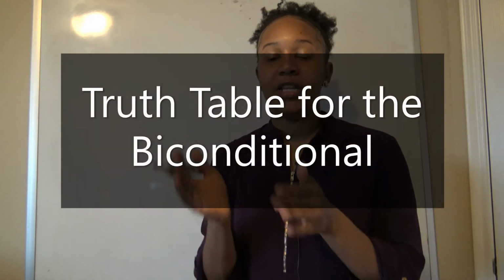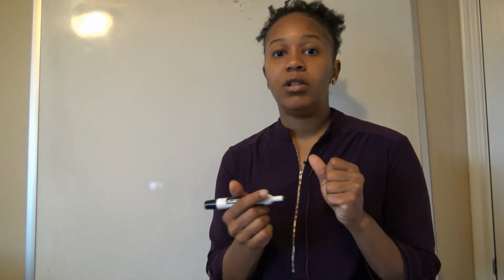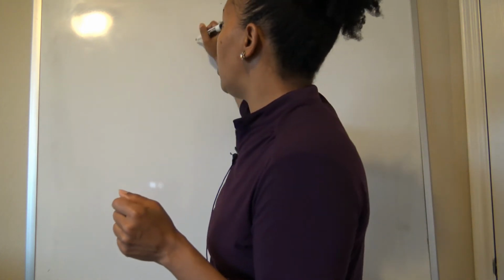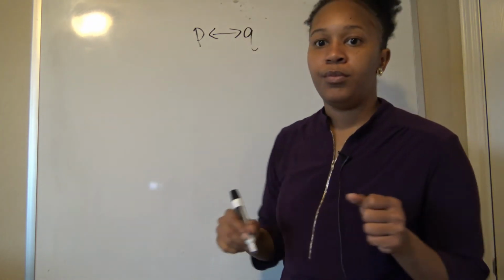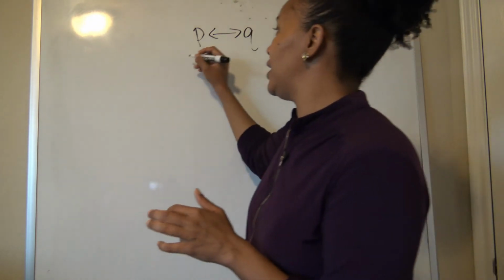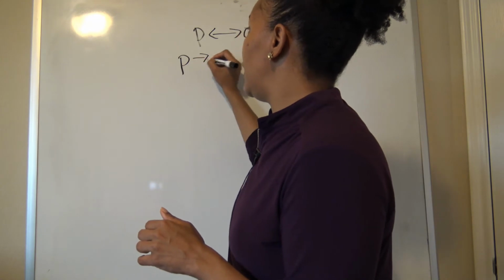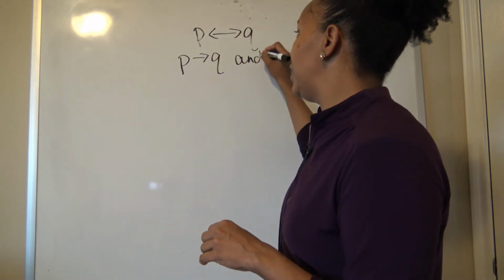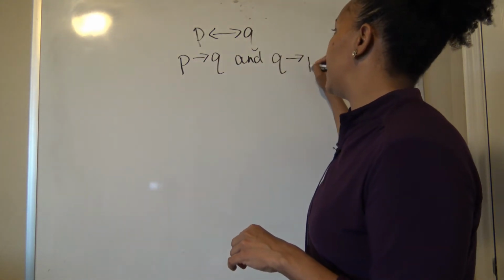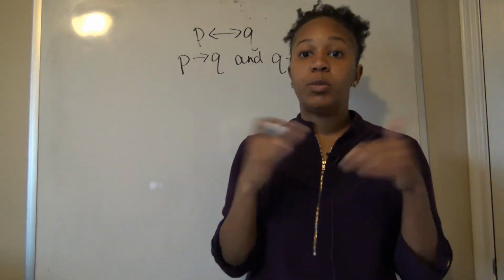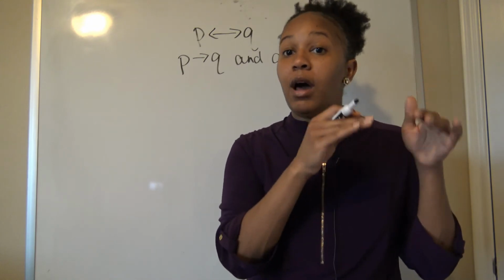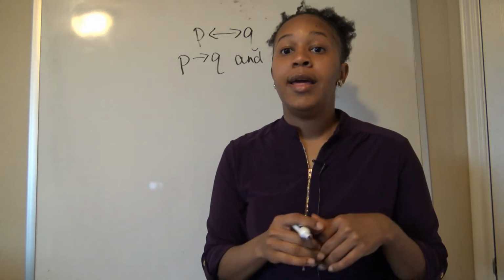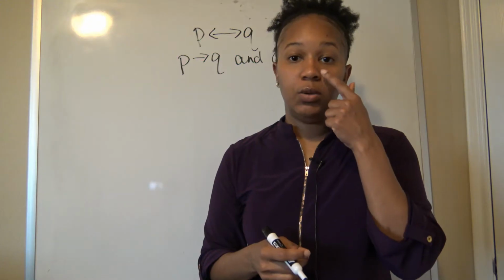So remember, the biconditional is if and only if. Now, I mentioned in a previous video that if and only if is the same thing as saying, if we have P if and only if Q, that's the same thing as saying if P then Q and if Q then P. So it's basically, it goes both ways. The if-then goes both ways. So it's if P then Q and also if Q then P. All right. That's what the biconditional is equal to, right?